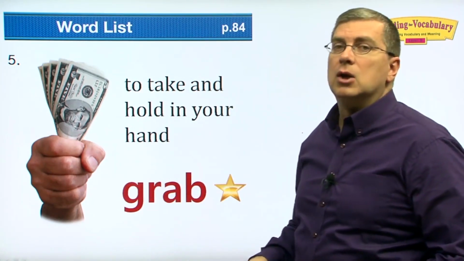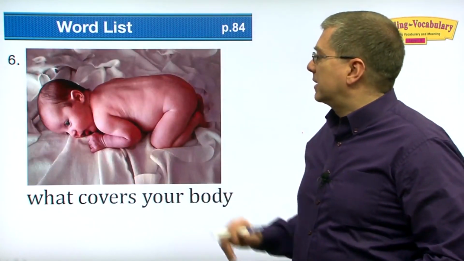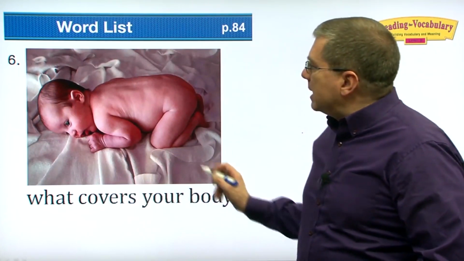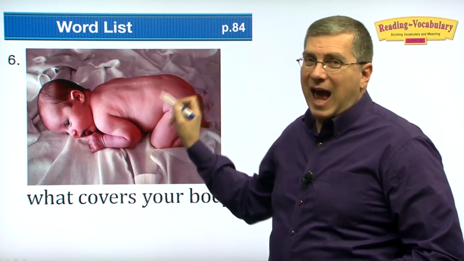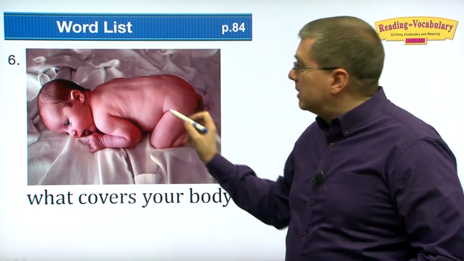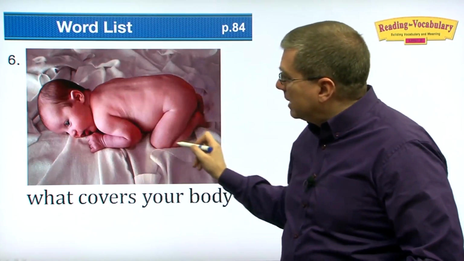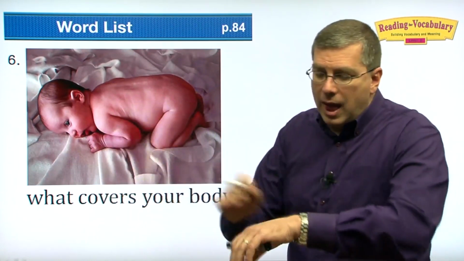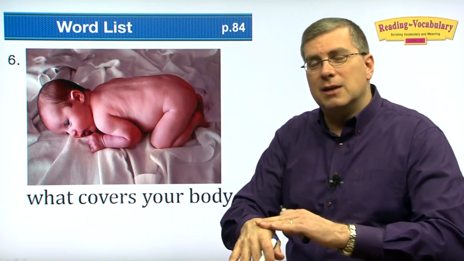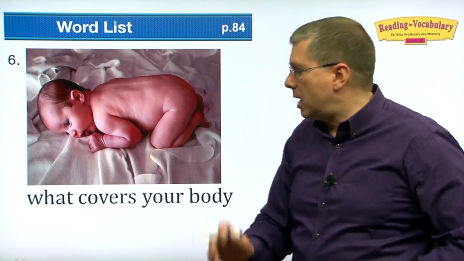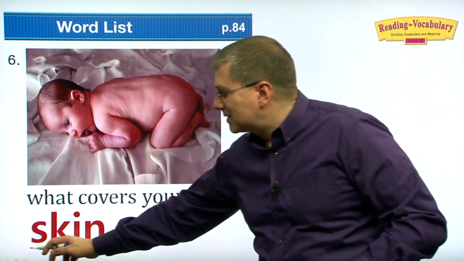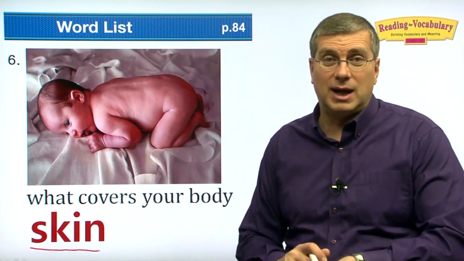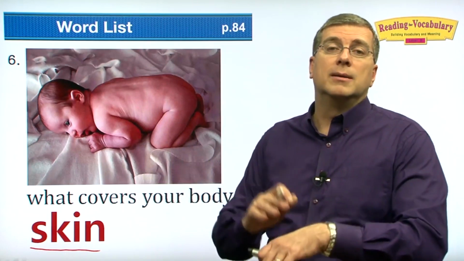Okay, grab. Number 6, oh, so cute, right? What covers your body? Now, of course, this baby doesn't have any clothes on, but there's still something covering his body or her body. We're not sure. But what is this? And we all have it. It's covering our body. It protects the inside of our body. What do we call it? We call it skin. And a newborn baby, their skin is very soft. Soft as a newborn baby.